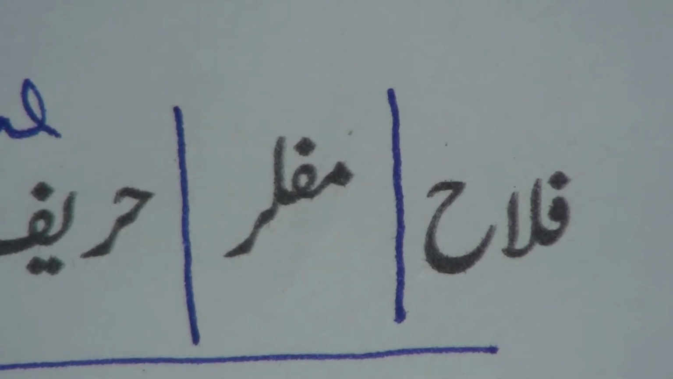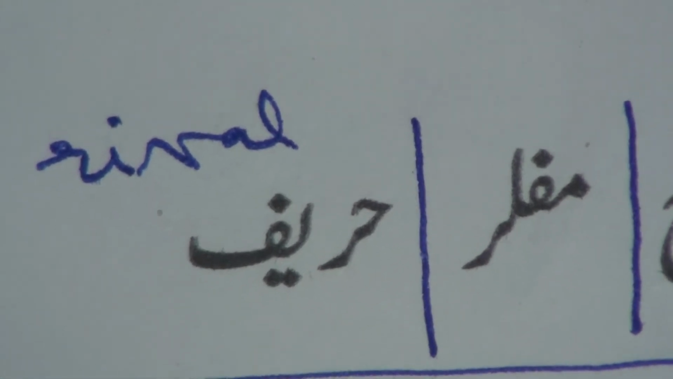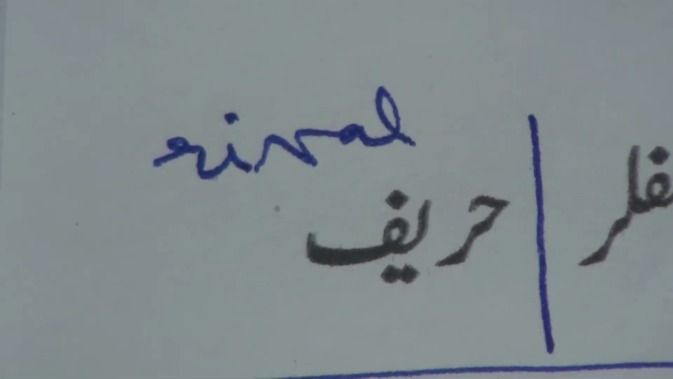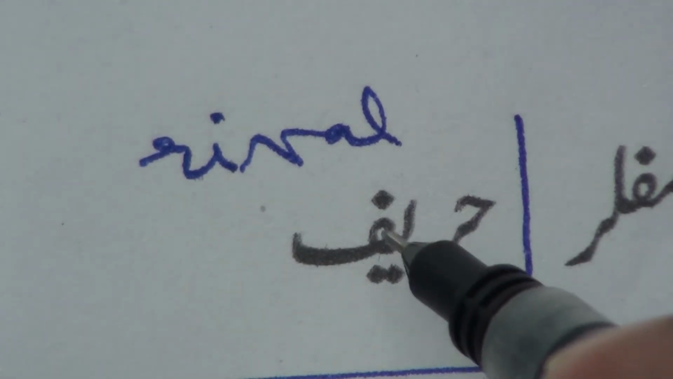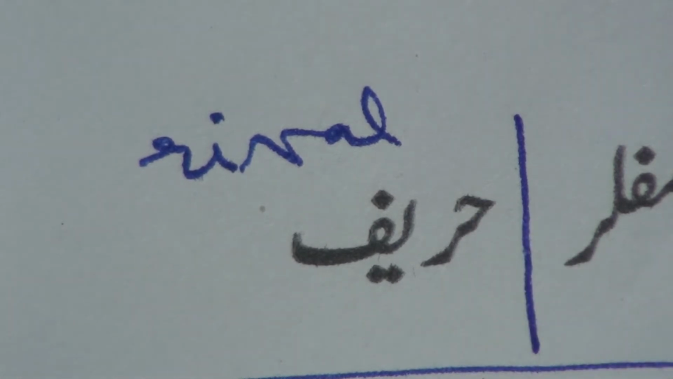Harif. In this word, fe is at the end. So its shape is unchanged. He, re, ye and fe. Harif means rival. And after fe, this letter is qaf.